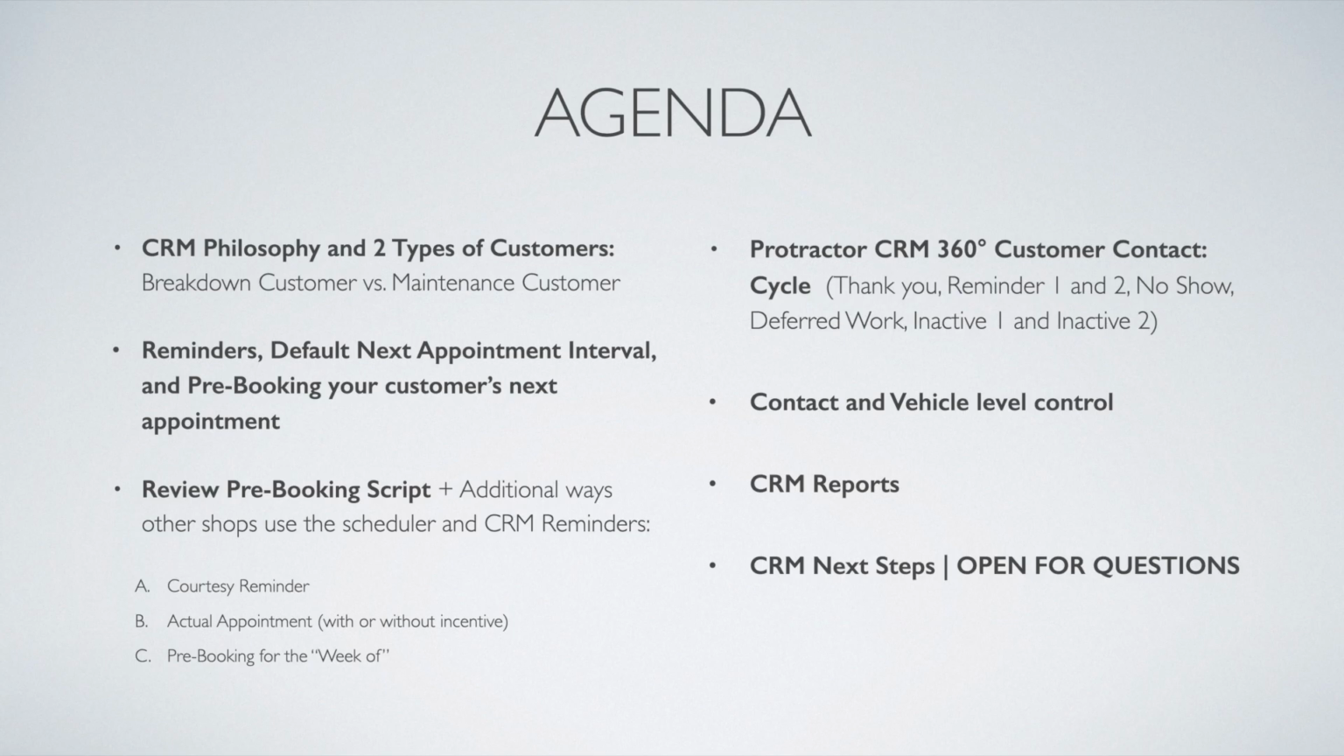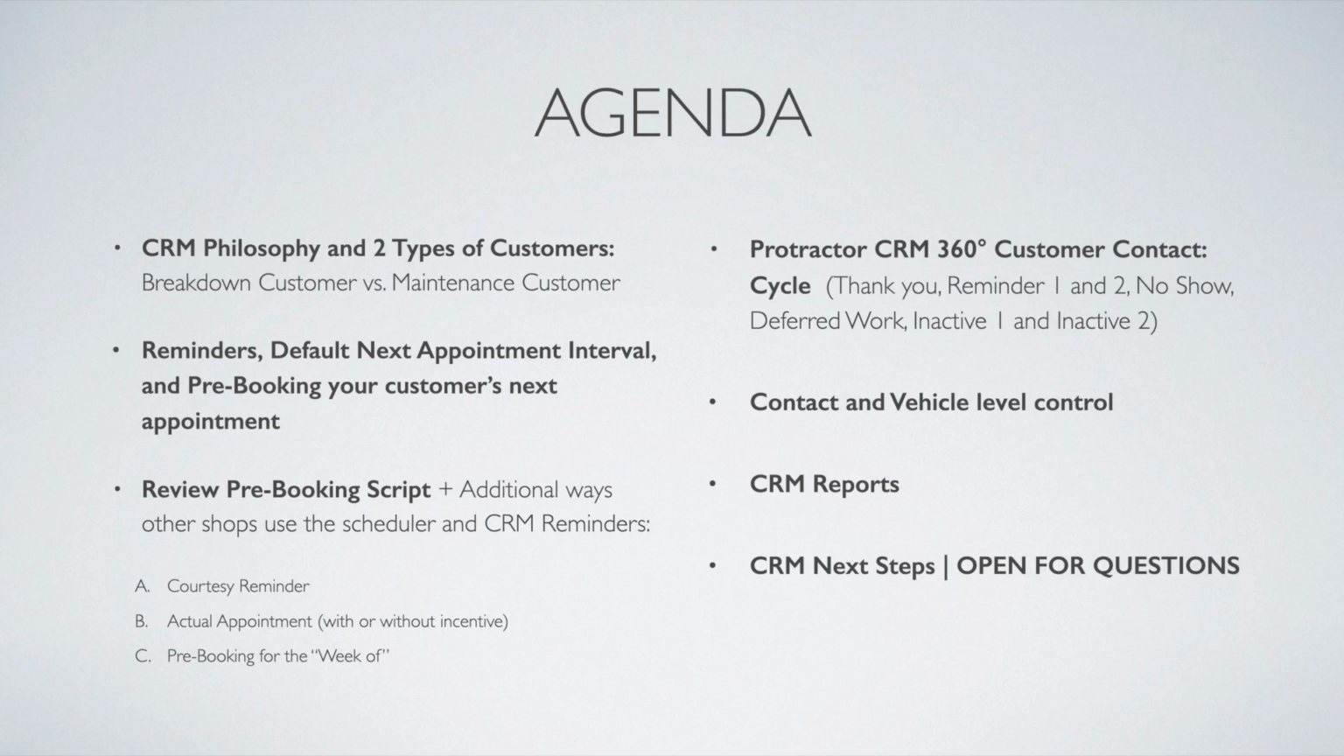What I'm going to present to you today essentially is a quick agenda of some of the things we're going to talk about. I'm going to start with our CRM philosophy and cover two types of customers, breakdown and maintenance customer. I'm going to quickly review, because I know last week you covered reminders in the software, so I'll quickly touch on reminders, default next appointment interval, as well as pre-booking your customer's next appointment. I'm going to go through a pre-booking script that a lot of shops that I've been working with are using. They're having a lot of success pre-booking the customer's next appointment, as well as some other options.